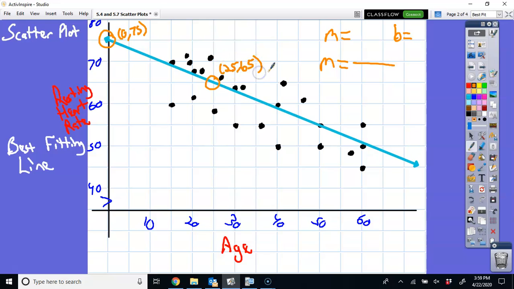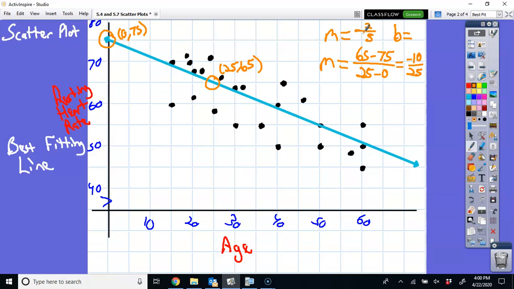Now some of you may be thinking, well, Mr. Harrison, why did you choose those? Those weren't one of the dark black points. You're right. Because it has to be points on the line so I can find the slope and so I can find the y-intercept. So I'm going to do 65 minus 75, y2 minus y1, over 25 minus 0, x2 minus x1. That would be negative 10 over 25, which actually reduces to negative 2/5.